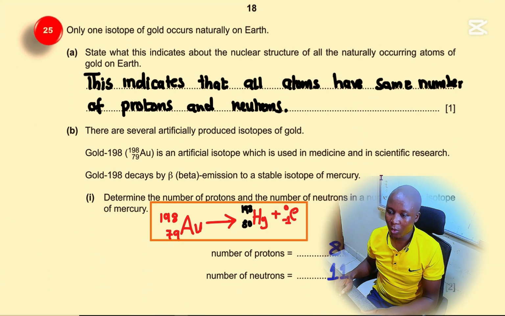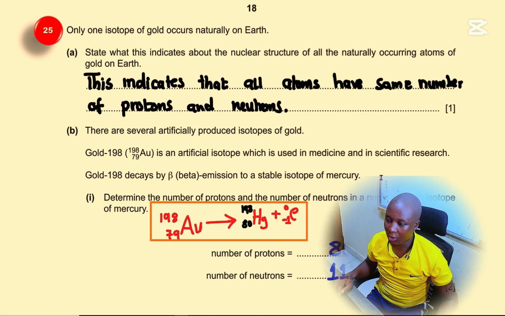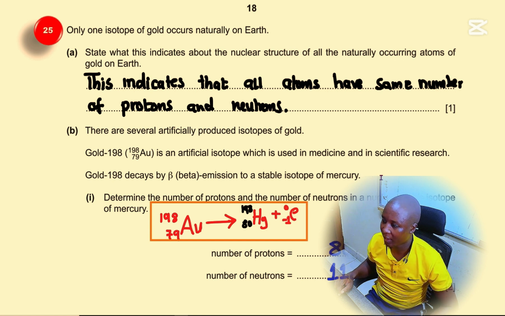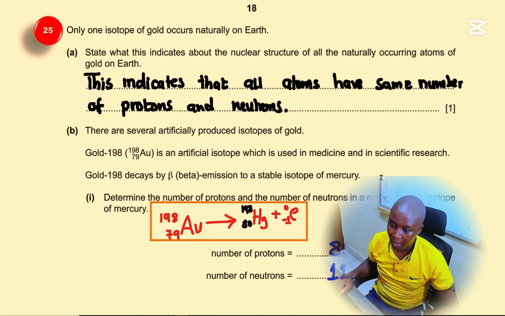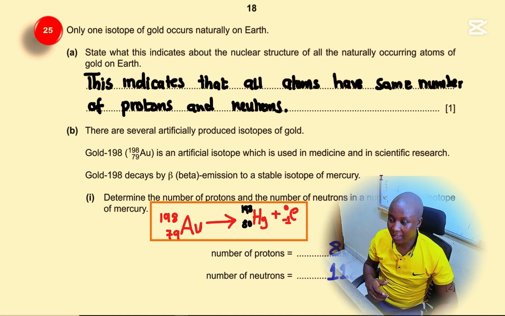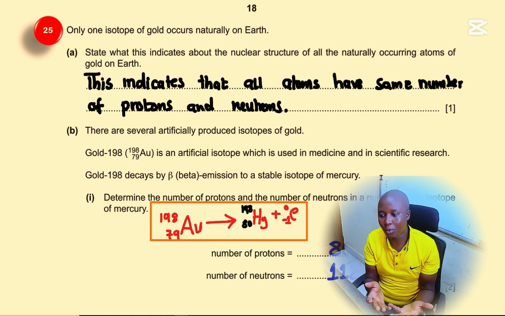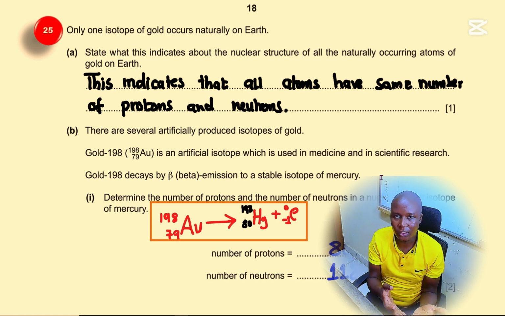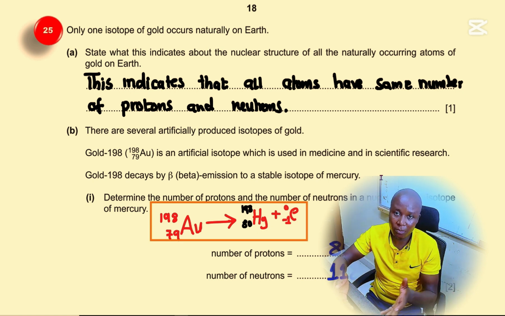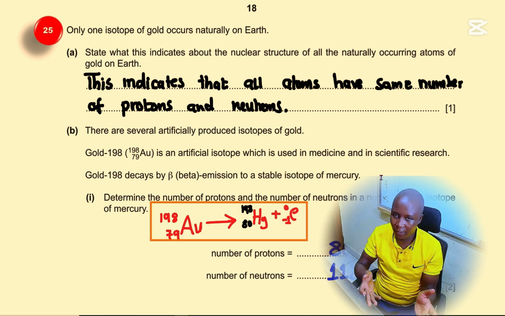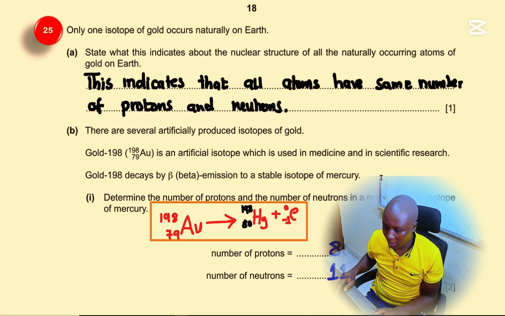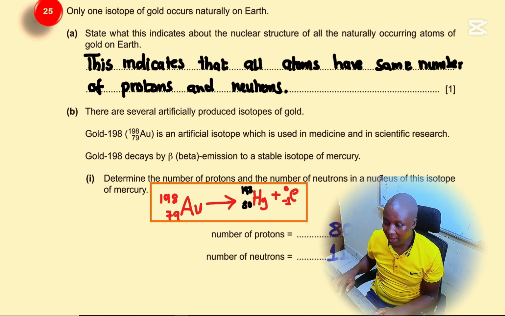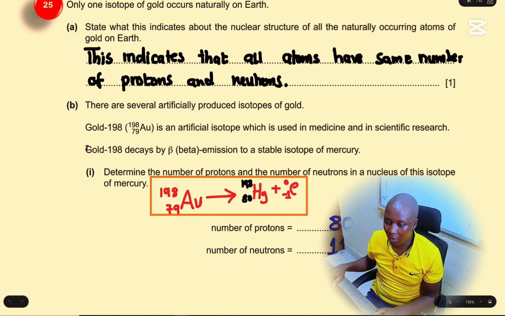We are told only one isotope of gold occurs naturally on Earth, and we state what this indicates about the nuclear structure of all naturally occurring atoms of gold on Earth. This indicates that all atoms have the same protons and the same neutrons. If they had different numbers, it would mean that they exist as different isotopes. So determine the number of protons. So how do we approach that?